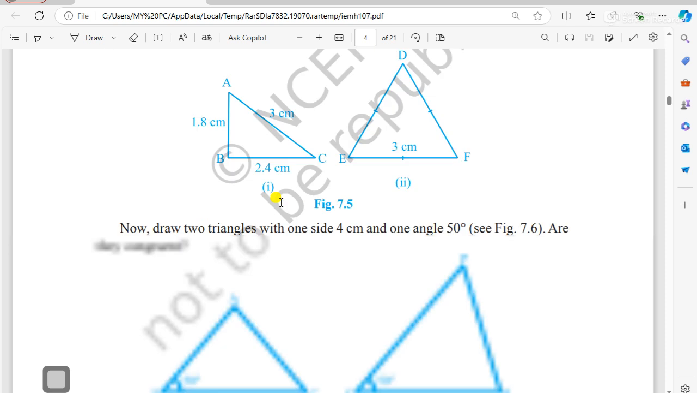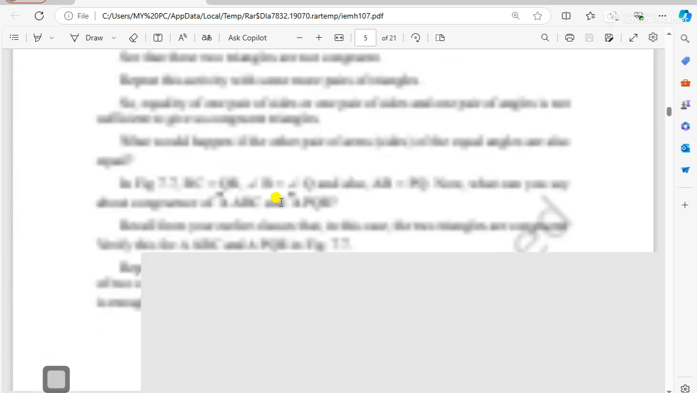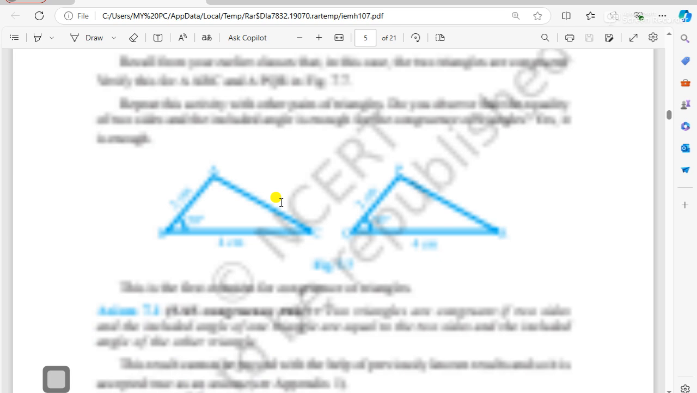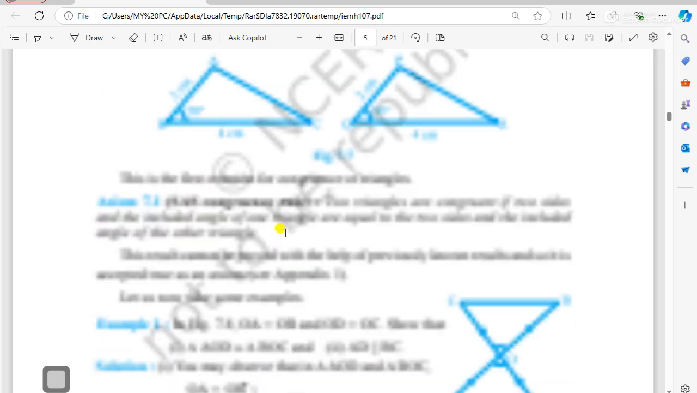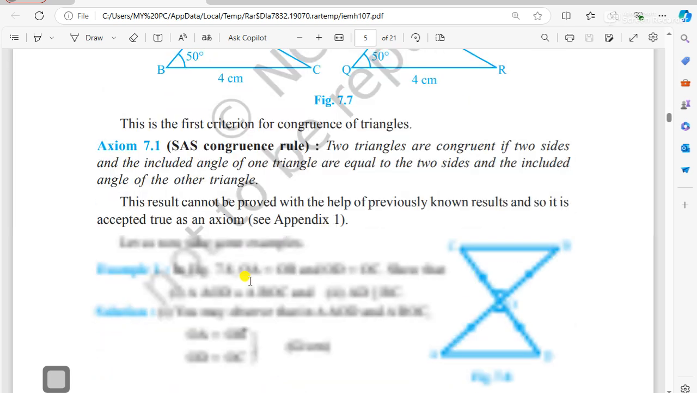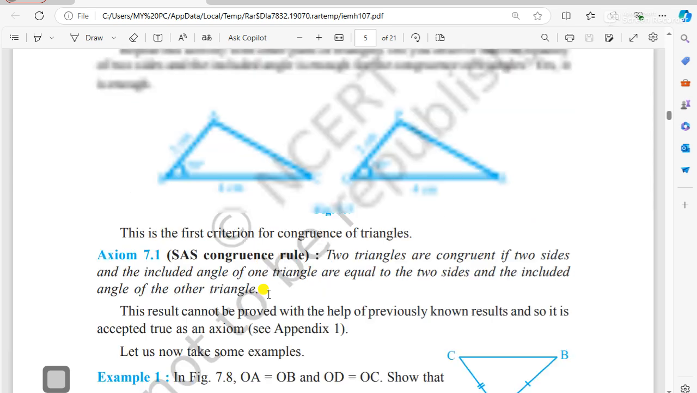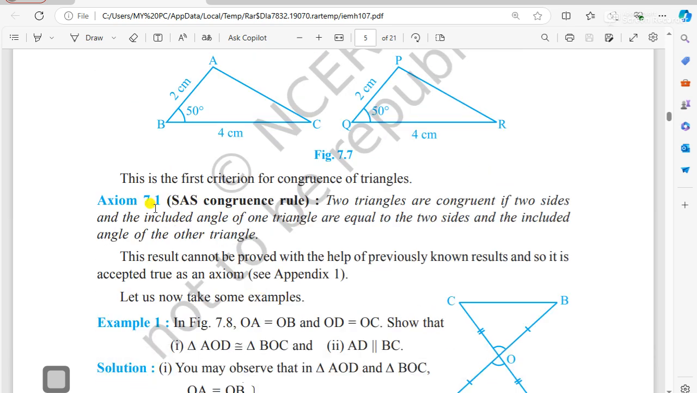Let us recall them. Now you can see that we have 4 axioms. We will read about axiom 7.1, the side angle side congruence rule. What is the side angle side congruence rule? Two triangles are congruent if two sides and the included angle of one triangle are equal to the two sides and the included angle of the other triangle.